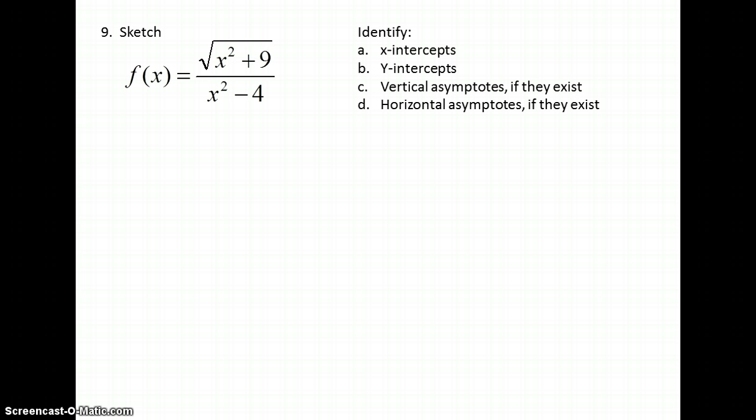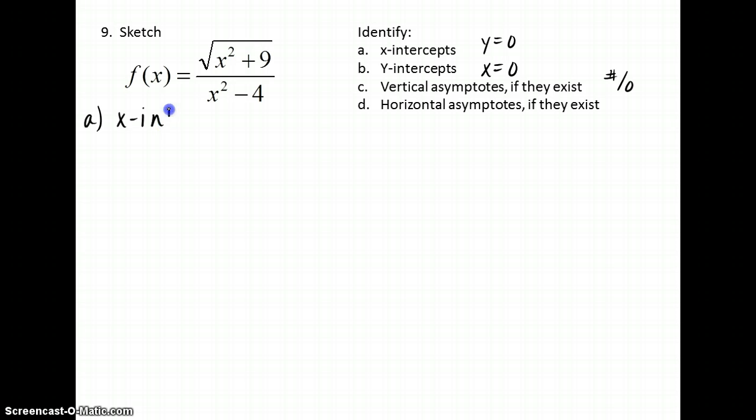Okay, number 9, sketch this function. Identify x and y intercepts, vertical and horizontal asymptotes. X intercepts occur by finding where y equals 0. Y intercepts occur when x is equal to 0. Vertical asymptotes occur when 0 is on the bottom. Horizontal asymptotes are limits at infinity.